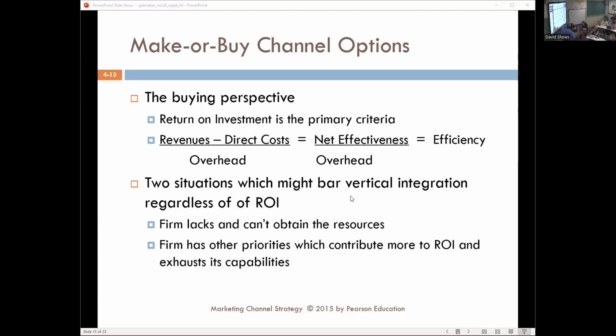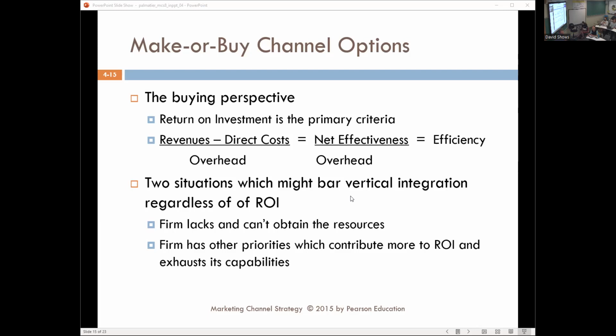Okay? And so if I'm in the make or buy situation and my revenues are $10,000, regardless of whether I make it or I buy it, if it's cheaper for me to buy it versus make it, then I'm going to buy it.